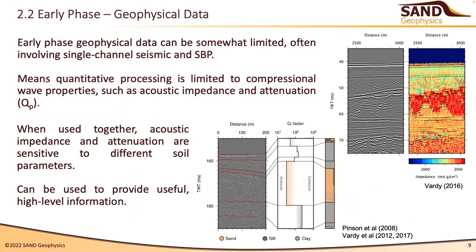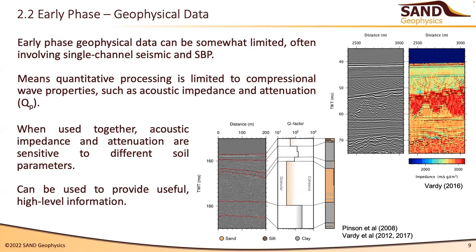then what we have to recognize is that very often the early phase geophysical data is somewhat limited. Quite often it involves single channel seismic and sub-bottom profiler. Sometimes you'll get a very coarse grid of multi-channel 2D seismic, but not always. What that means is that if we want to get a bit more quantitative information out of these data in the early phase, then processing is a bit limited. And essentially we're limited to getting compressional wave properties, so acoustic impedance and attenuation really.